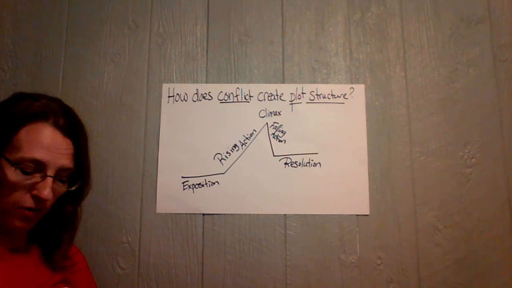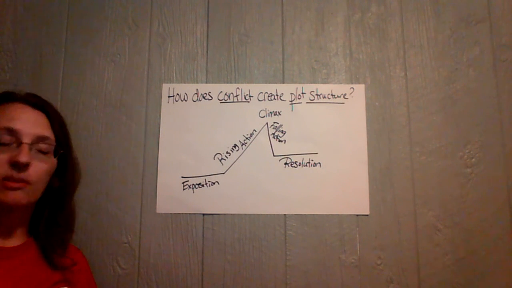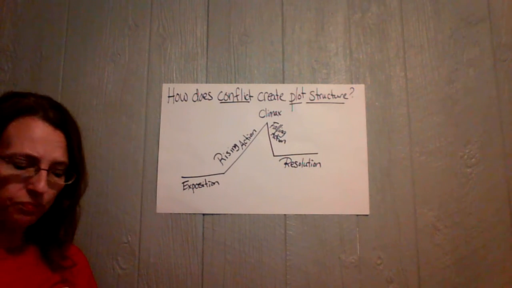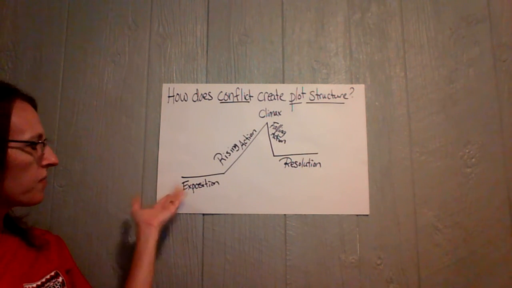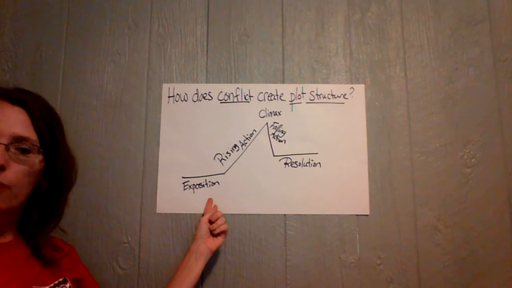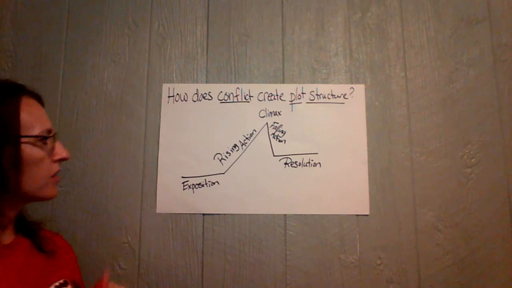Structure simply refers to how a literary work is put together. Think of it as the blueprint for a text, and it has five basic sections. Exposition is where we are introduced to the characters, the setting, and the conflict.